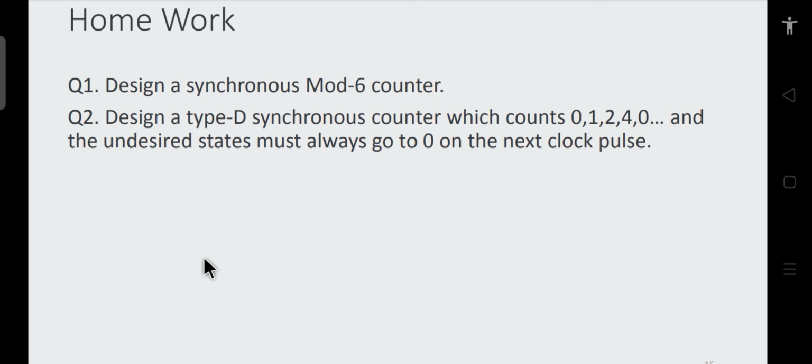The other question is to design a type D synchronous counter. Type D means use a D flip-flop. It counts 4 states: 0, 1, 2, 4. It should skip state 3, and the undesired state must always go to 0 on the next clock pulse. So if it enters the undesired state, let's say 3, it should not go into state 4 or state 2. It should go to state 0 on the appearance of the next clock pulse. Considering this situation also, design this problem as well.